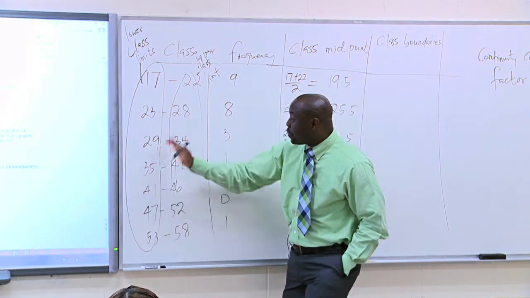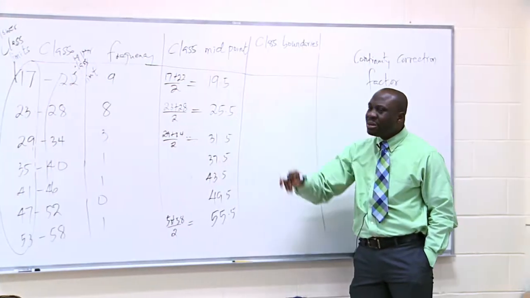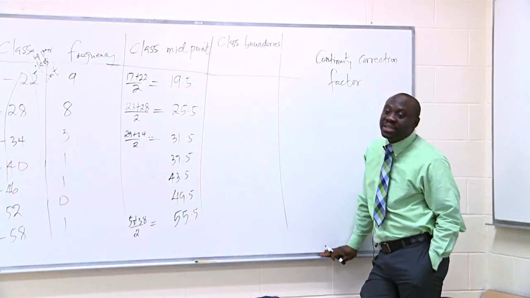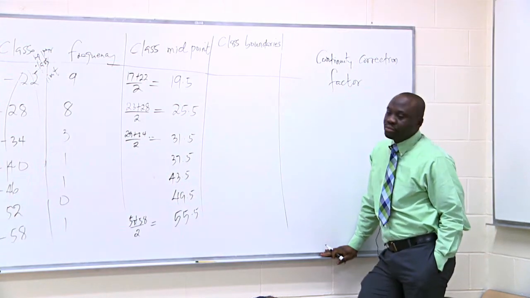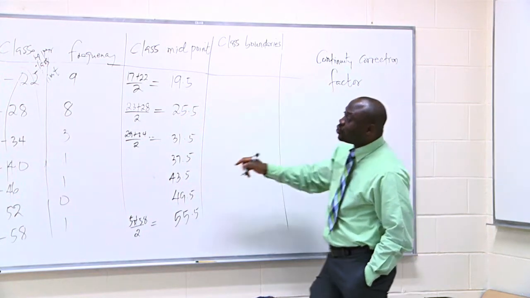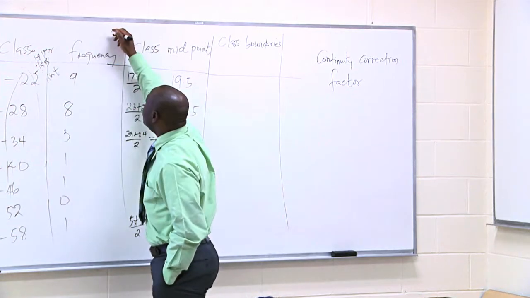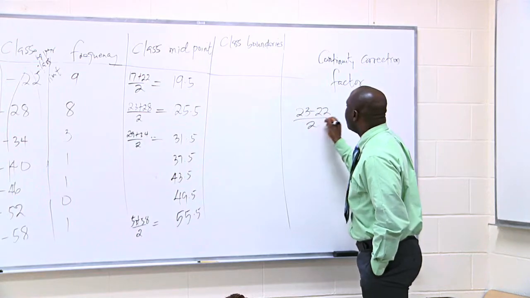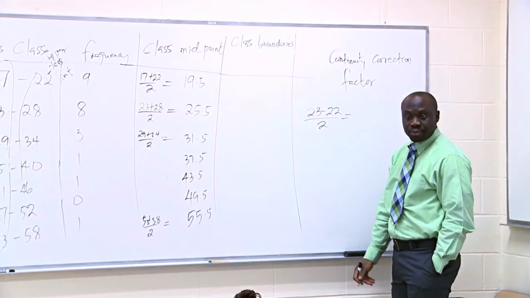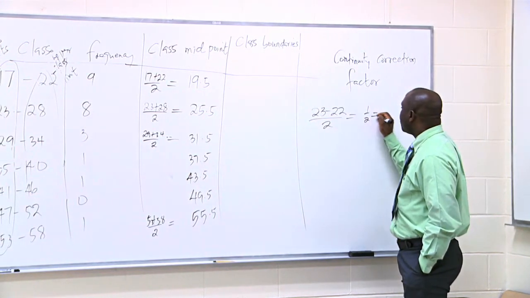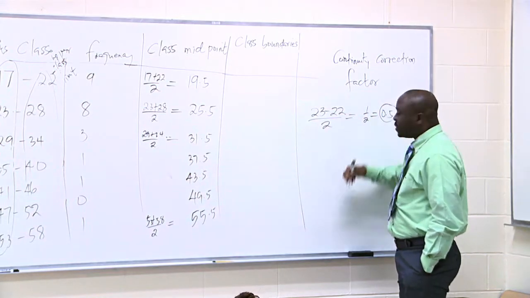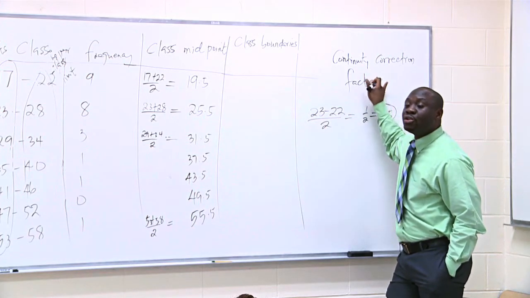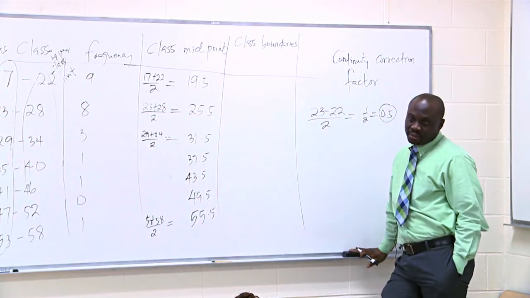So here, if you want to find the continuity correction factor, it doesn't really matter which of the lower and the upper limit you use. We all will end up with the same result. So in this case, if I choose 23 and 22, it will be 23 minus 22 divided by 2, which is 1 over 2, 0.5. What is this? Continuity correction factor.